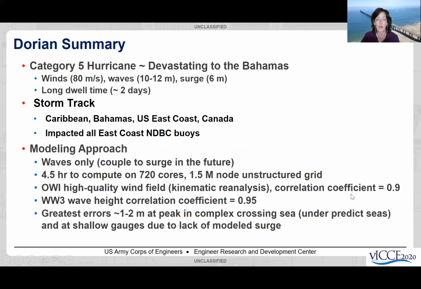Had very high quality winds, which certainly helped in the good wave results. WAVEWATCH 3 gave us wave height correlations about 0.95. And our greatest errors were in these cases where we're on the left side of the storm. We have complex crossing seas, and we seem to be under-predicting the seas in some of these cases, as well as for the shallow gauges, we were under-predicting the wave heights due to the lack of the modeled surge.